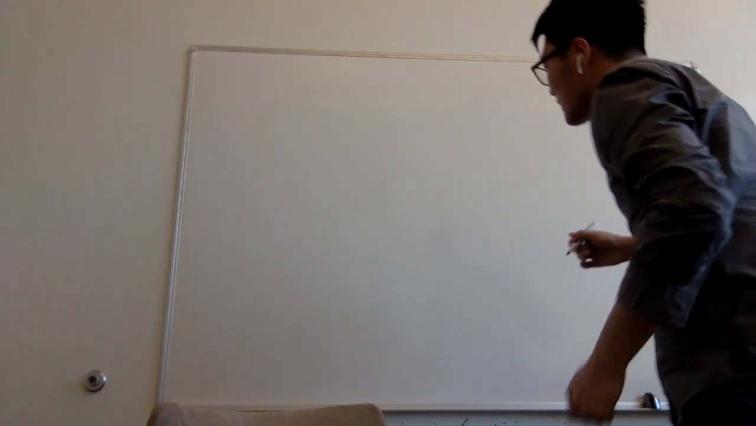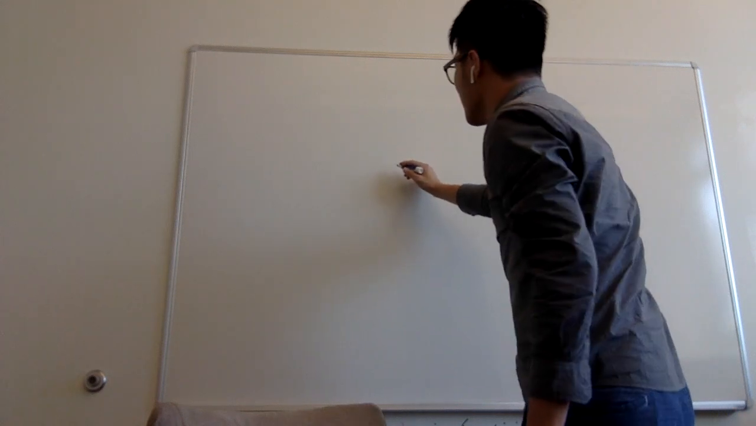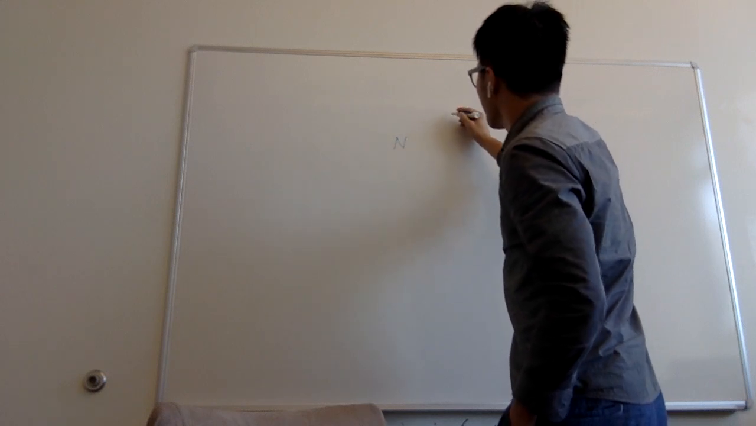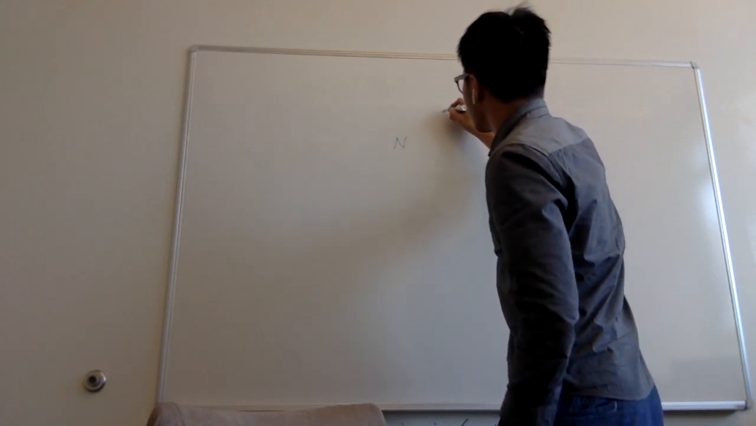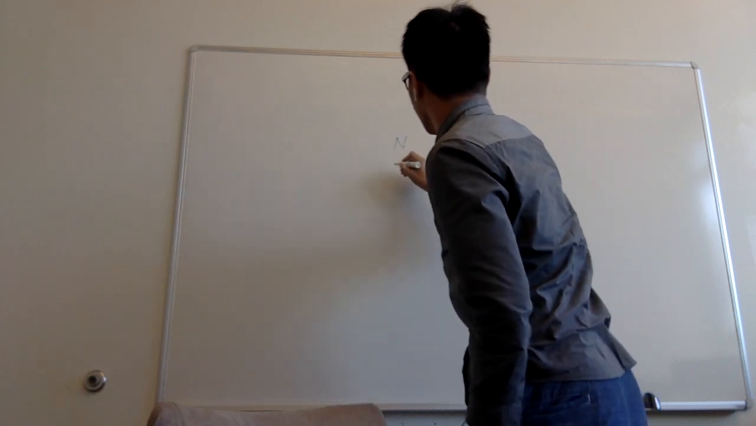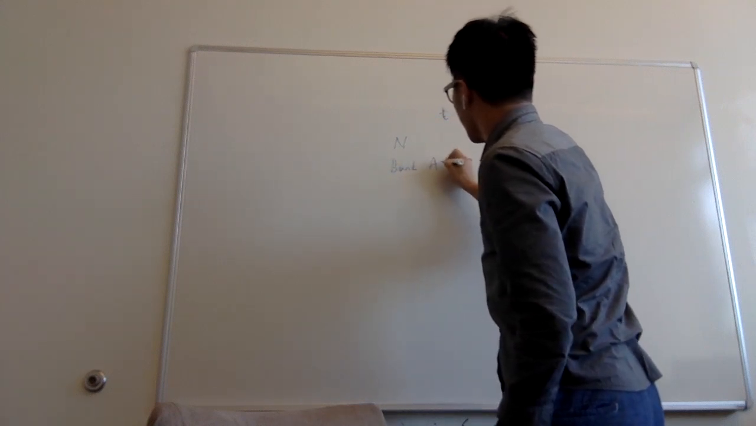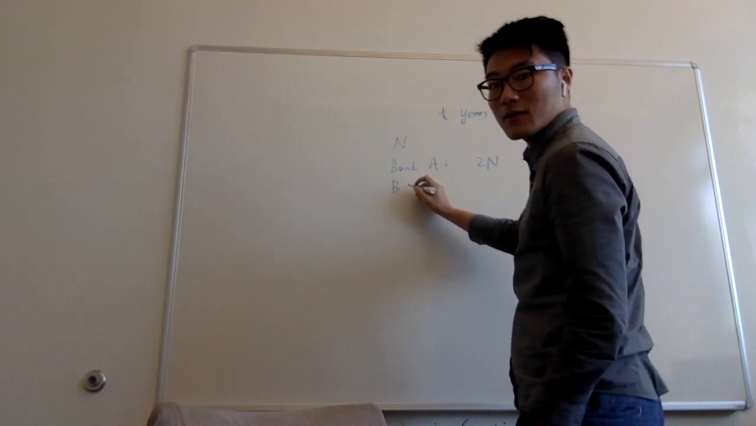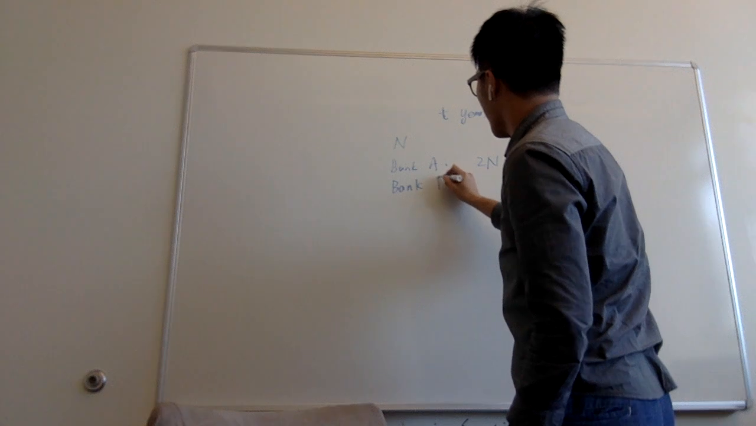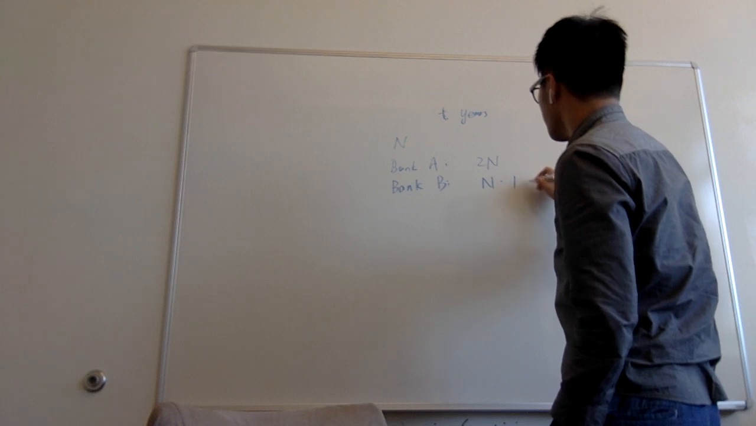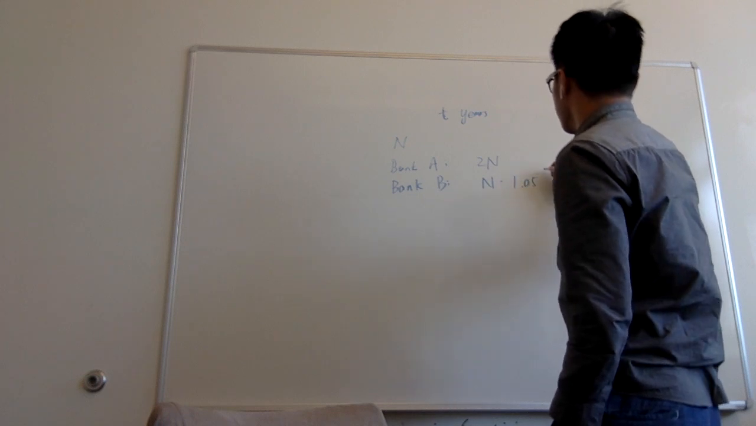For Bank A, suppose the money that you currently have is N, and you store it for T years. For Bank A, everything you get is always 2N, and for Bank B, what you have is N times 1.05 to the power of T, since the interest rate is 5%.